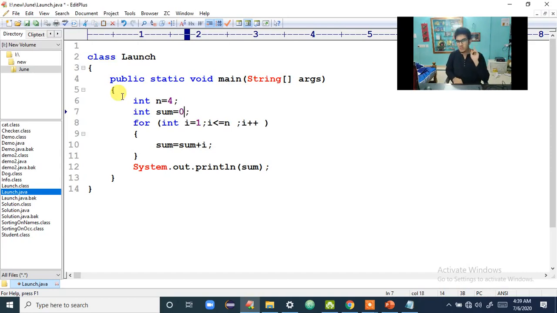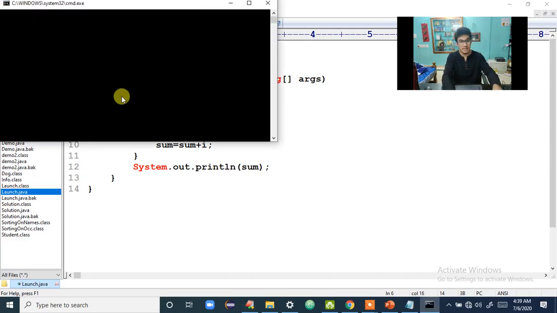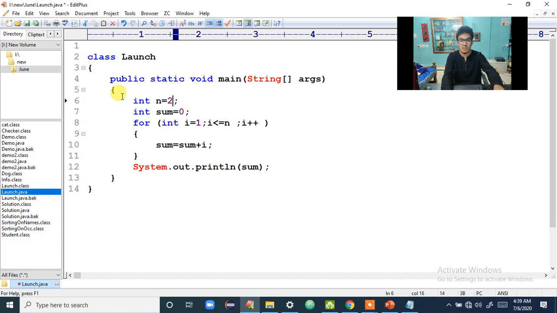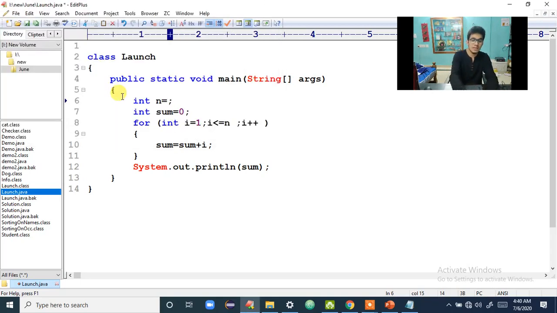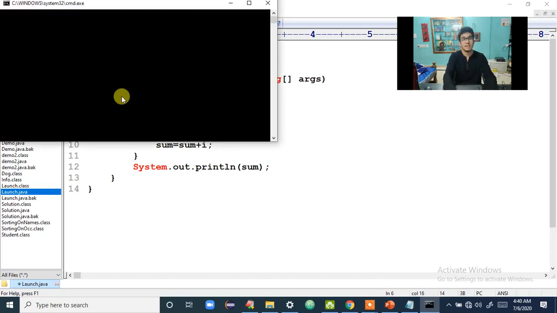I'll tell you one very important thing. This is actually an important number pattern. Sum of first n numbers: if my n value is 1, what is the sum of the first 1 number? The sum of the first 1 number is 1. Sum of the first 2 numbers, 1 plus 2, what is 1 plus 2? 3, right? So it will be 3 here. Sum of the first 3 numbers, 1 plus 2 plus 3, that will be 6.